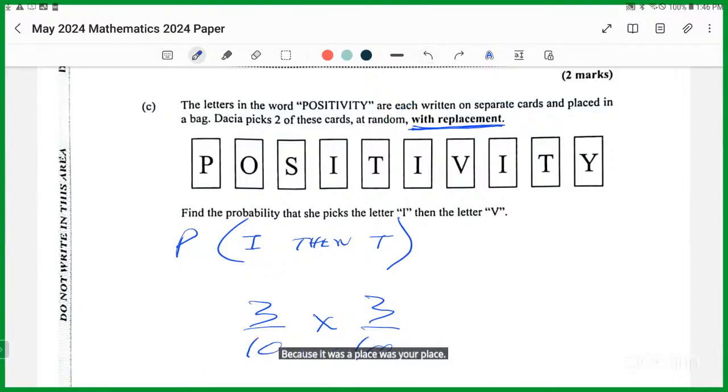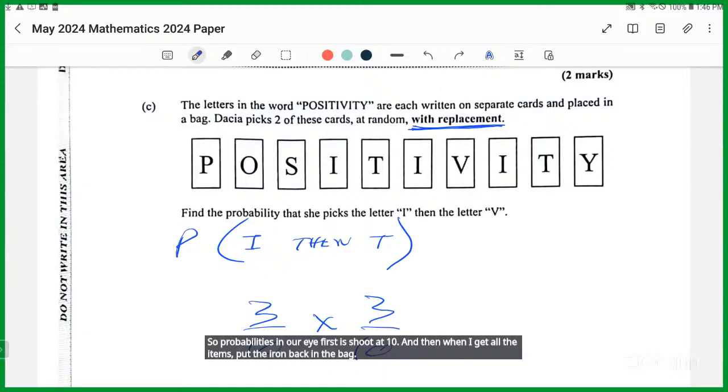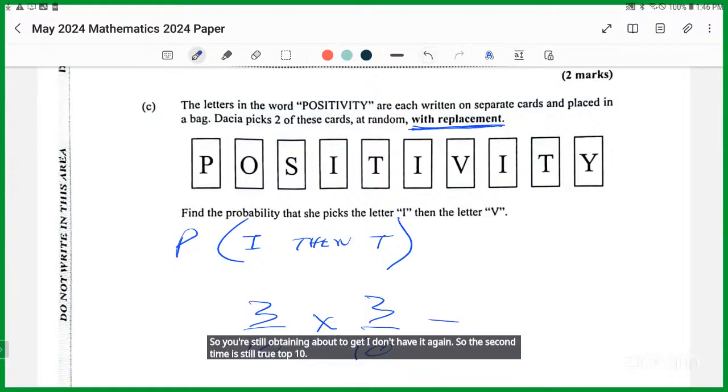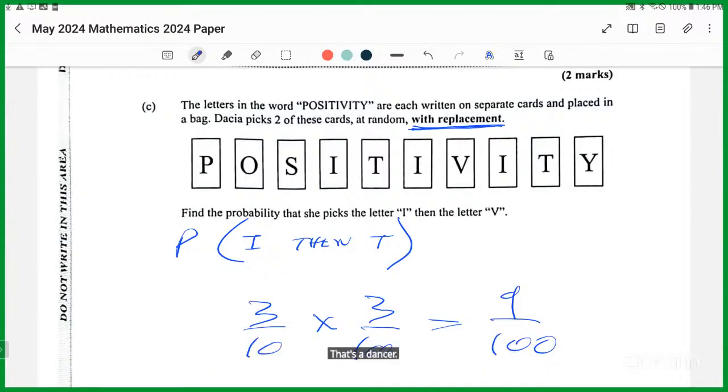So the probability of getting an I first is 3 out of 10. And then when I get out the I, I put the I back in the bag. So you still have 10 in the bag to get an I out of it again. So the second time is still 3 out of 10. You multiply them. So the answer is 9 out of 100. That is the answer, 9 out of 100.